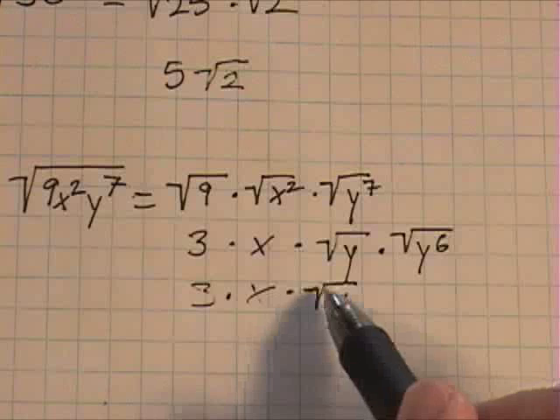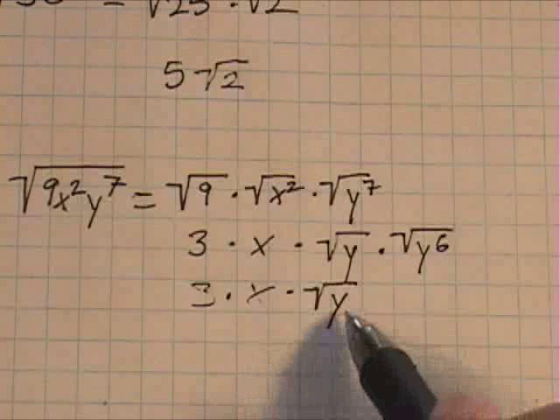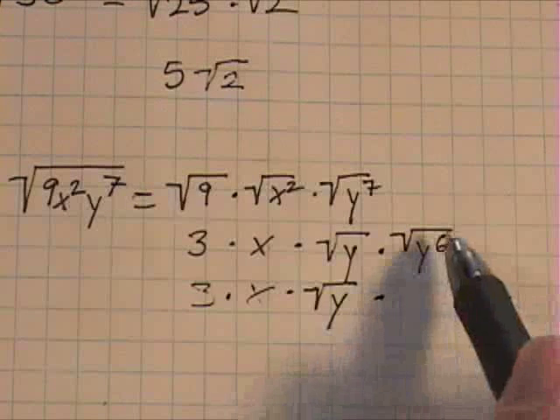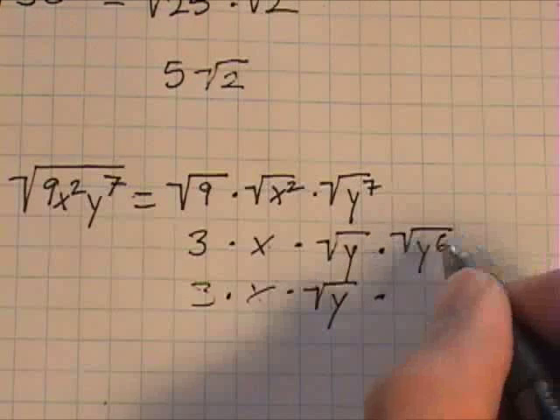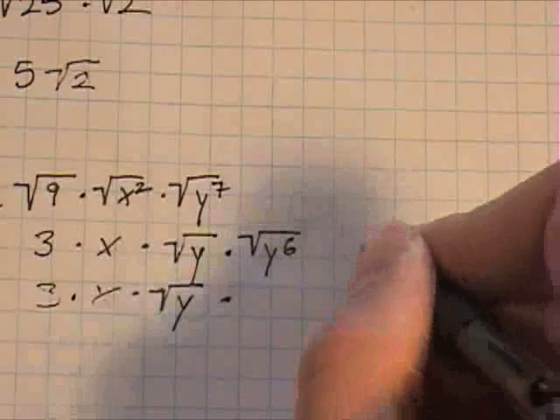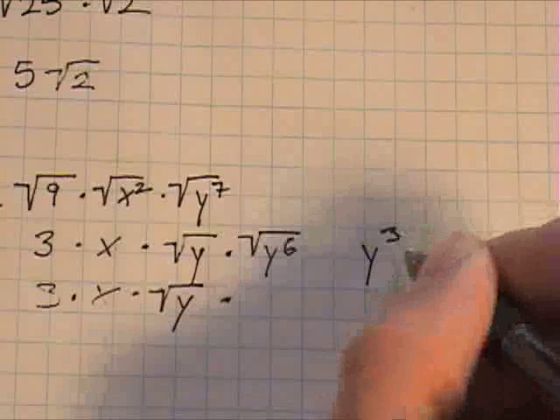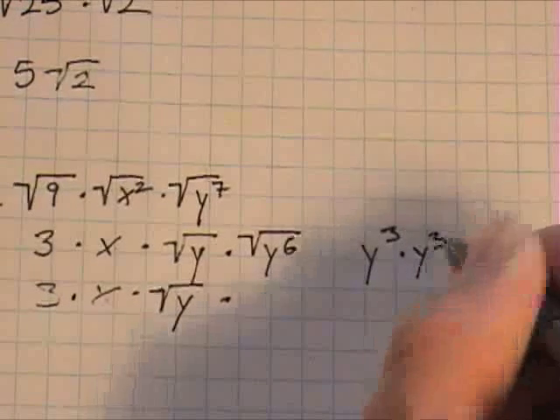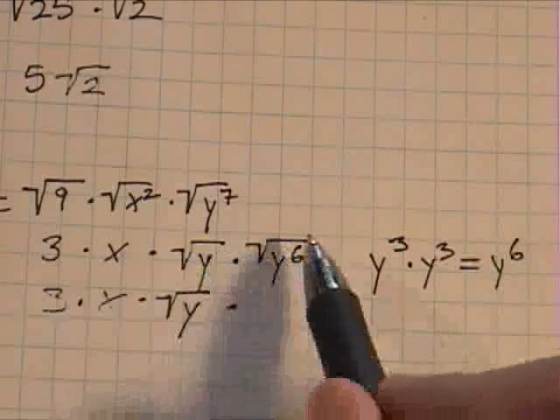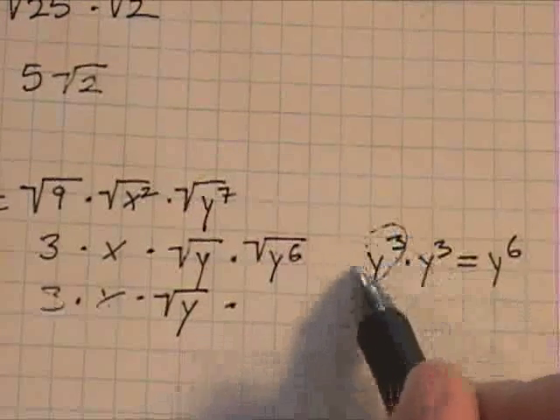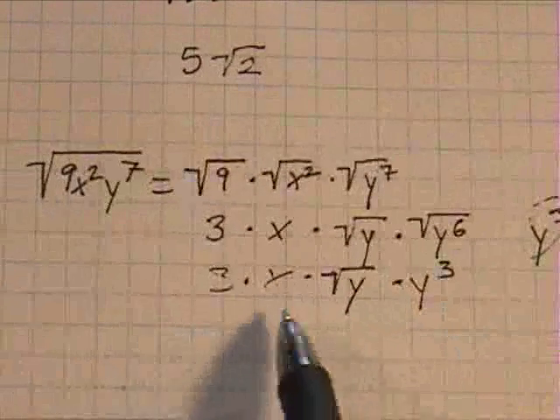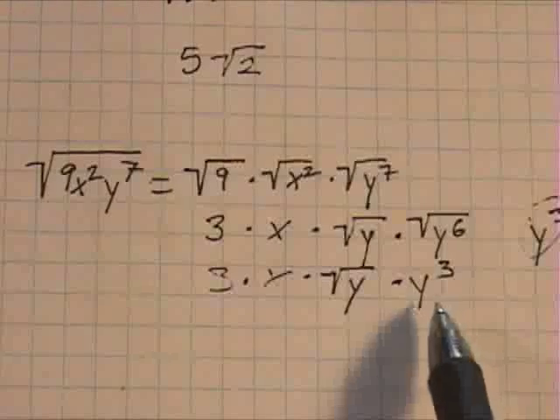There's no whole integer that when times by itself will become y, but this one over here can be simplified down, because this is simply, I'm going to write it over here, y to the third power times y to the third power, and that would equal y to the sixth power. So the square root of this is this factor right here. So now we know we've gotten all the perfect squares and we've simplified them down.